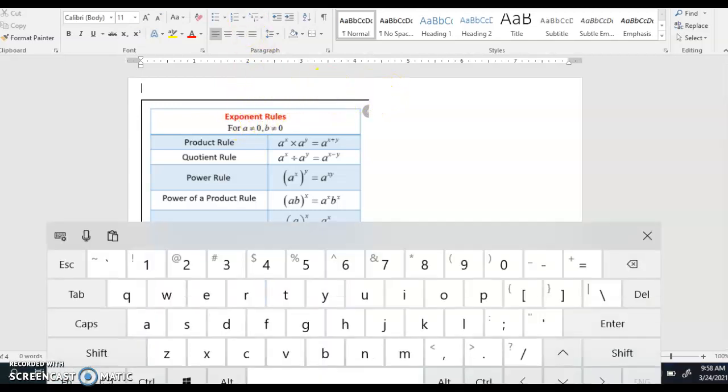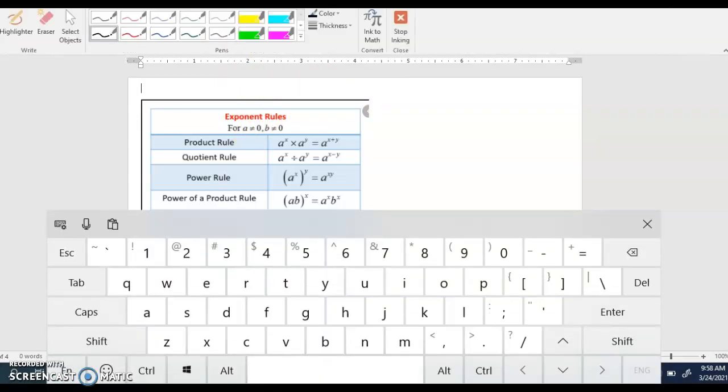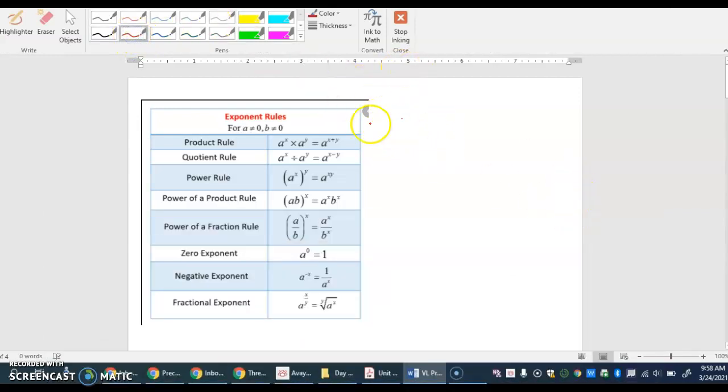Properties of exponents, you have the first rule as the product rule, which says a to the x times a to the y is a to the x plus y.